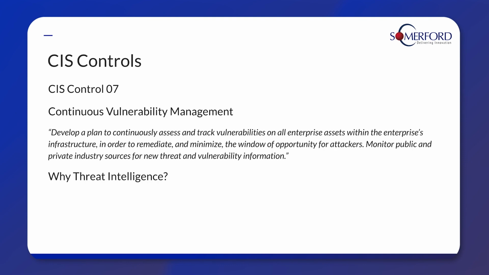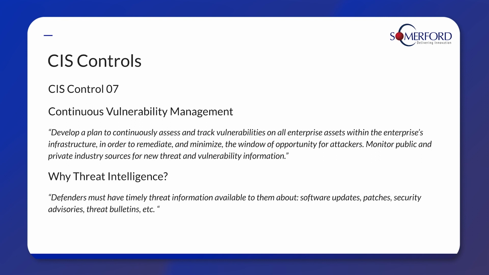One of the two CIS controls which specifically discuss threat intelligence is control 7, continuous vulnerability management. And that's all about continuously assessing and tracking vulnerabilities on your enterprise assets. And to do this effectively, we need access to timely threat information, in order to be aware of the vulnerabilities and effectively address them.